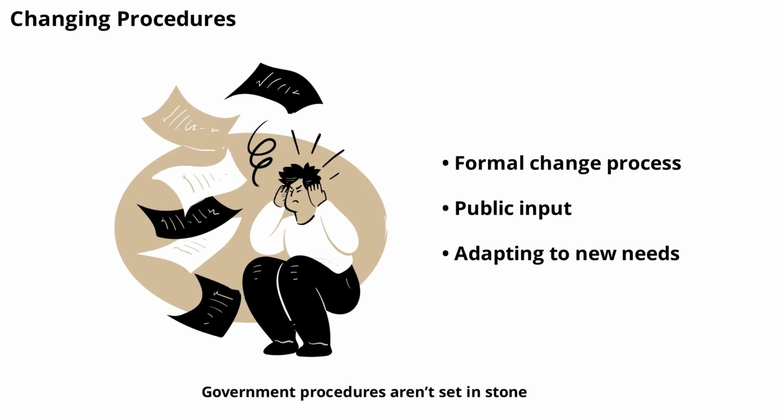Government procedures aren't set in stone. They can be changed or updated as needed to reflect new laws, technologies, or public needs. Changing a procedure usually involves a formal process, such as a vote by lawmakers or a public comment period. This ensures that changes are made thoughtfully and with input from those affected.